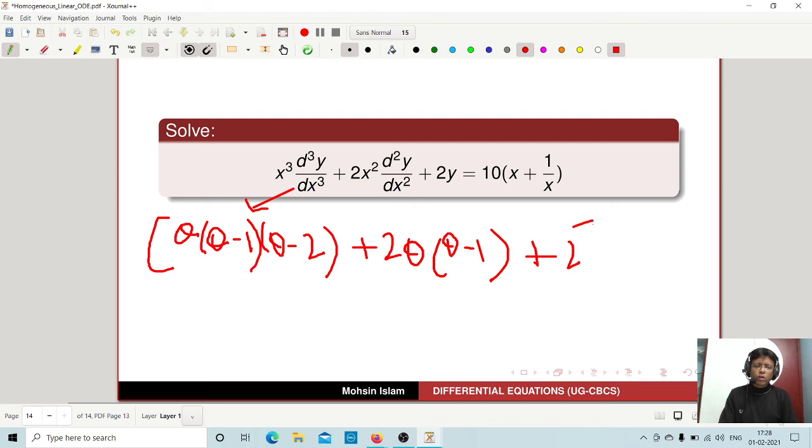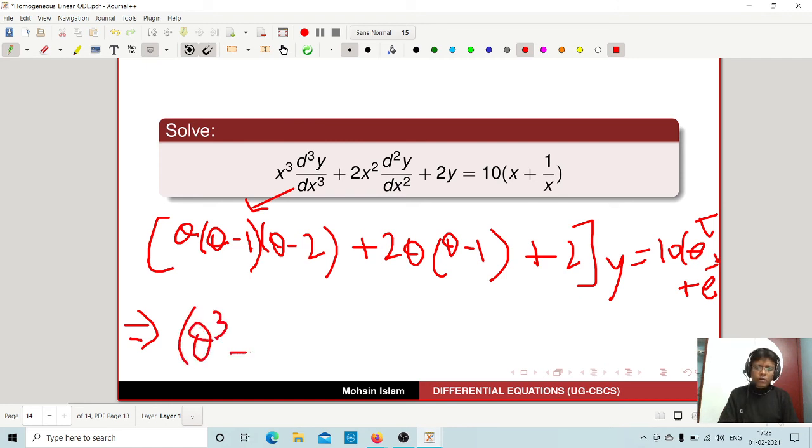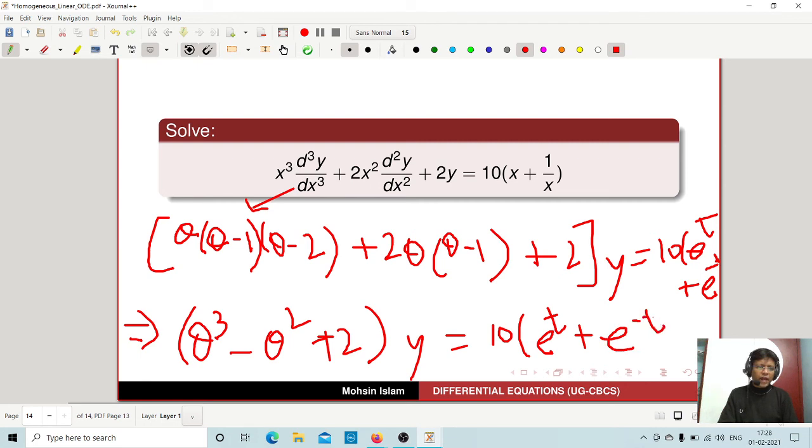Plus 2 times y, and your right hand side, x, will be e to the power t plus e to the power minus t, right? e to the power t plus e to the power minus t. That is how you can calculate, and you can check the calculation. If you simplify, you will get theta cube minus theta squared plus 2y equal to 10 into e to the power t plus e to the power minus t. So that is the simplified form.